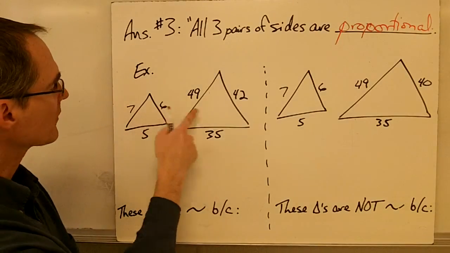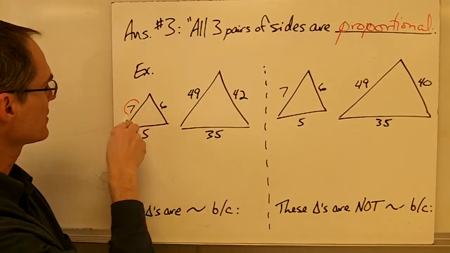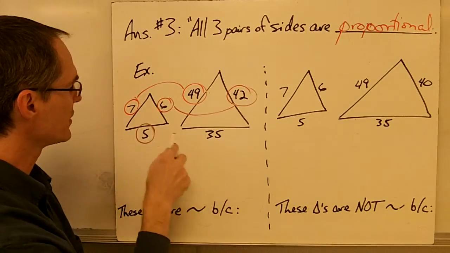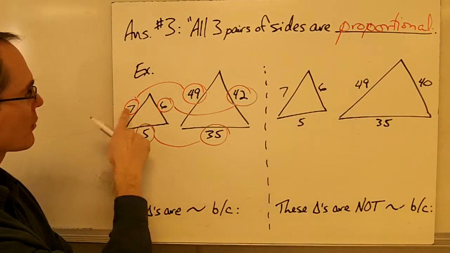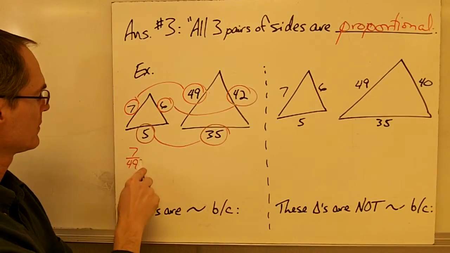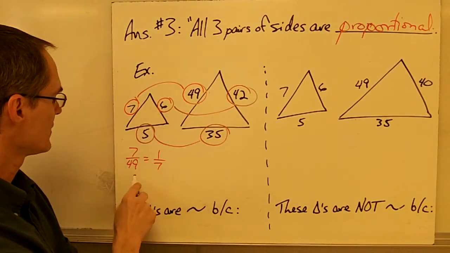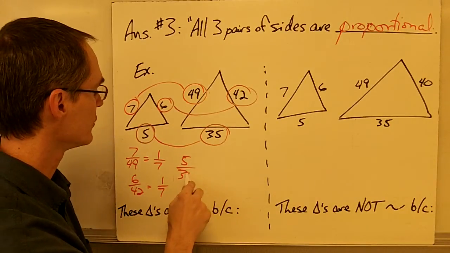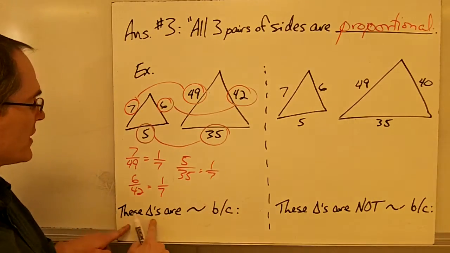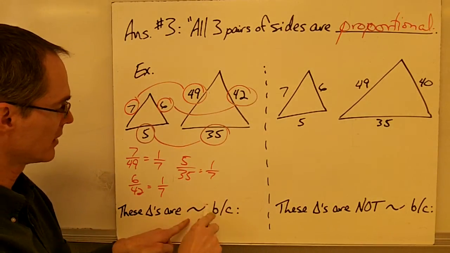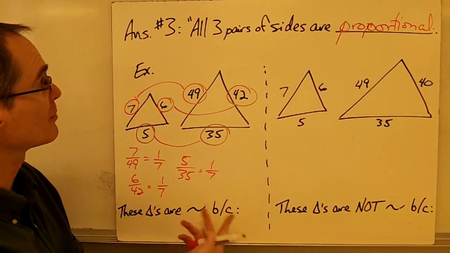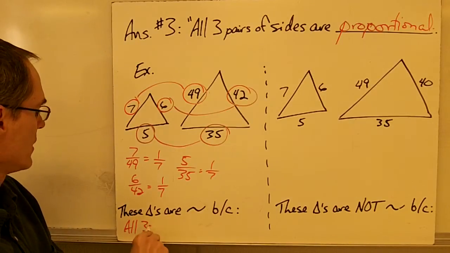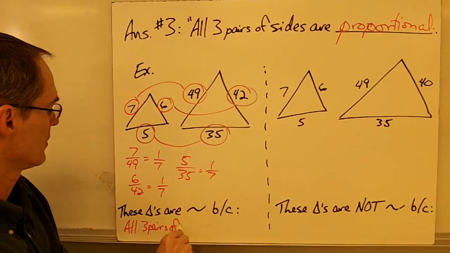For example, here I've got these 2 triangles, and I notice these are the same numbers for these pairs of corresponding sides as in the previous example. And I already know that since 7 over 49 reduces to 1 over 7, 6 over 42 reduces to 1 over 7, and 5 over 35 reduces to 1 over 7, well, then I know these triangles are similar. There's my little similarity symbol there. These triangles are similar because all 3 pairs of sides are proportional. So I would write that down. All 3 pairs of sides are proportional.